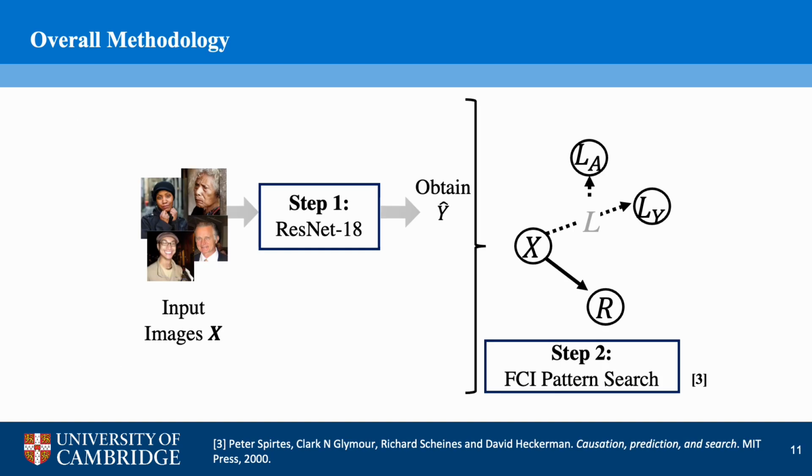So, our research employs a two-step process. First, we train a basic black box prediction model, a ResNet 18, on the raw images to predict the emotion class of each image. Subsequently, we run the fast causal inference algorithm to learn the causal structure between the variables, predicted labels, and actual labeled emotions.